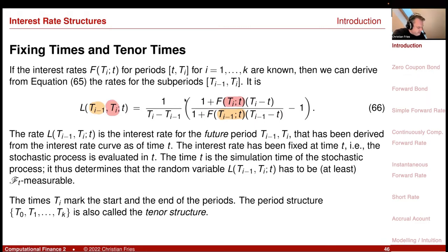And maybe already some kind of definition, this time discretization, which I secretly introduced here, is called tenor structure. It's a time discretization of the interest rate curve. Okay, so that was just a little introduction. Actually, the quantity L is later the one which I prefer for the modeling, and there is a big industry standard model that uses this forward rate.